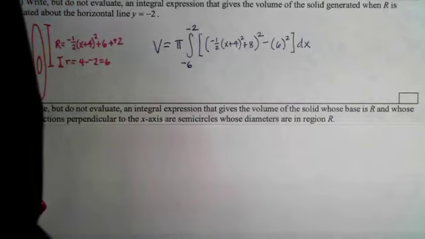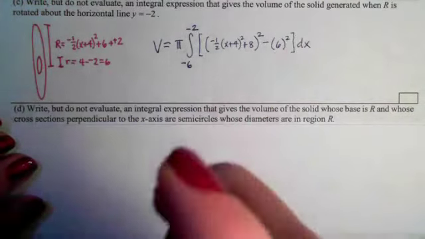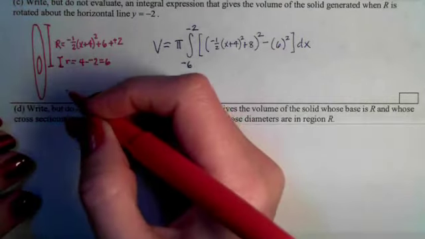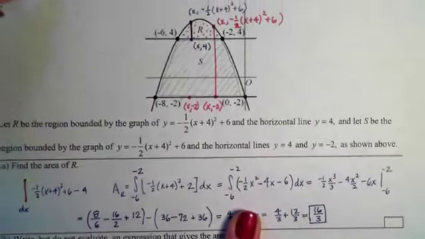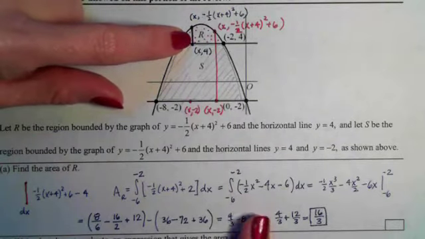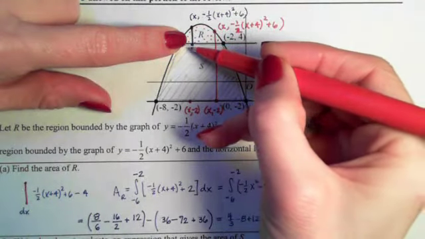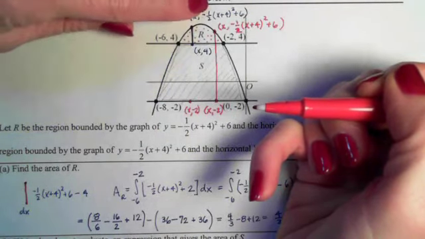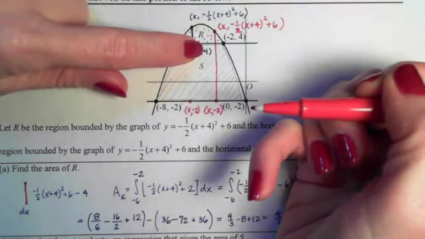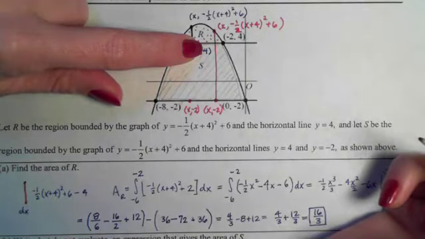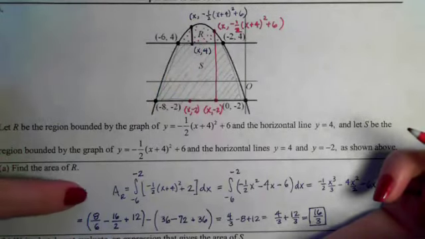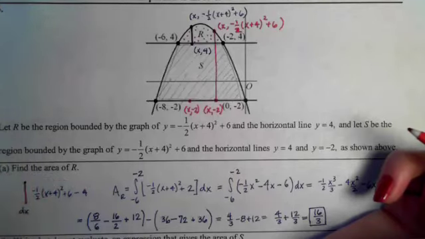So, okay, for that last part, D, again we are only writing and not evaluating an integral expression that gives the volume of the solid whose base is R and whose cross sections perpendicular to the x-axis are semicircles. So if we go back up, we're going to be using this same strip here, except now we're going to be building semicircles that come off. So that means the length of this strip, which is the y coordinate minus the y coordinate, it's the same as that length we used up here in part A. We're going to take that length, and that length is going to be the diameter of the semicircle.